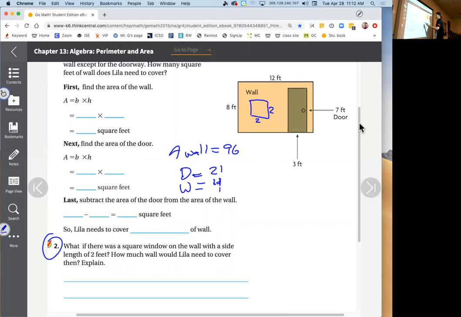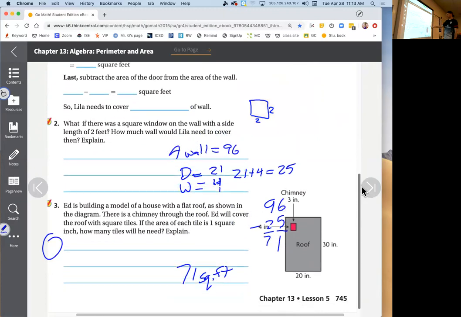Now what do you do? You take 21 plus 4 equals what? Now we get rid of that. And now what's the area? You're going to do the whole wall minus what? The wall, the door, and the window, which is 25. So now we get 75 minus... So number 2 would be 71 square feet. Okay? All right. Let's see what number 3 is.